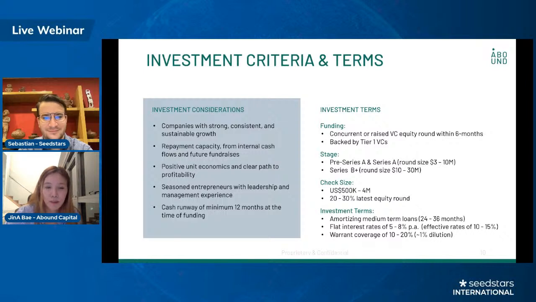And in terms of fit with debt, we prefer to work with companies with business models that have a natural or strong fit with debt. If you have a strong need for balancing working capital, financing receivables, or inventories, where it really makes sense to use debt versus equity, that is preferred.